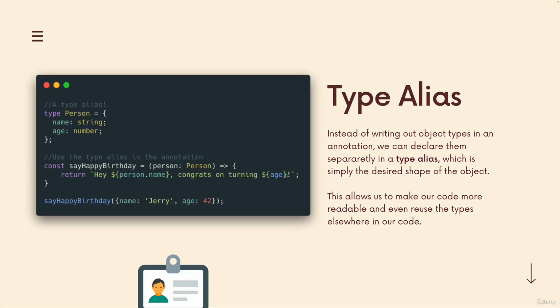Next up, we're going to talk about type aliases. Basically, this is a way of reusing a type and giving it a name, and we often will do this with more complicated types like an object type that has multiple properties.